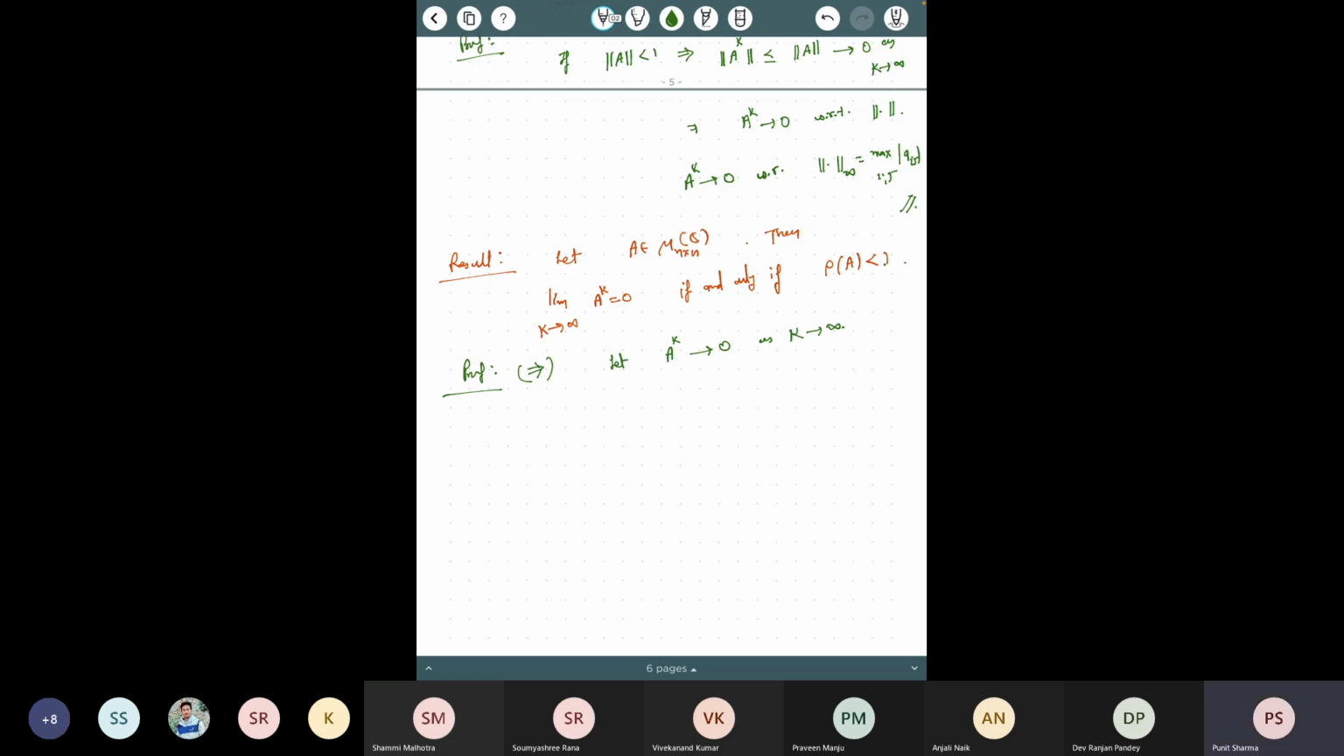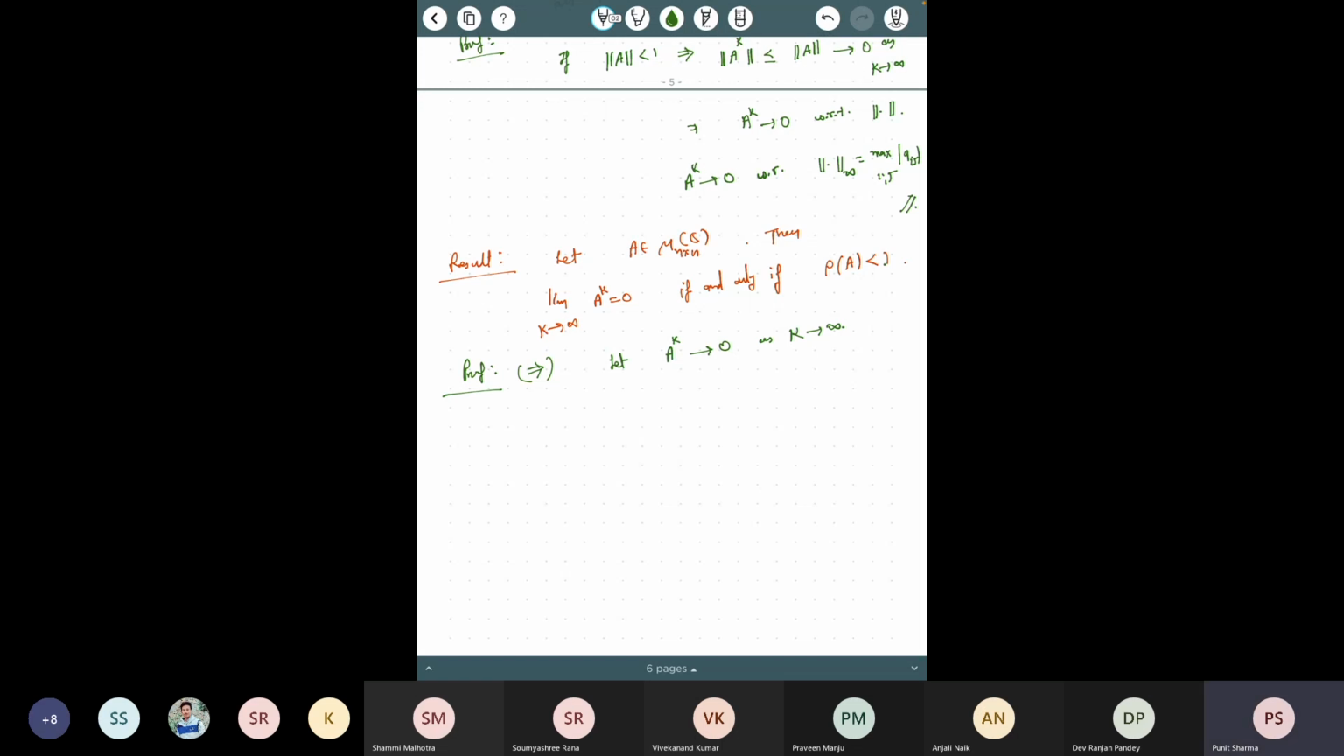But now you have to show that the spectral radius of A is less than 1. So spectral radius means what? You just have to show that the largest eigenvalue in modulus is less than 1. If you show that the modulus of every eigenvalue is less than 1, then its spectral radius is also less than 1.